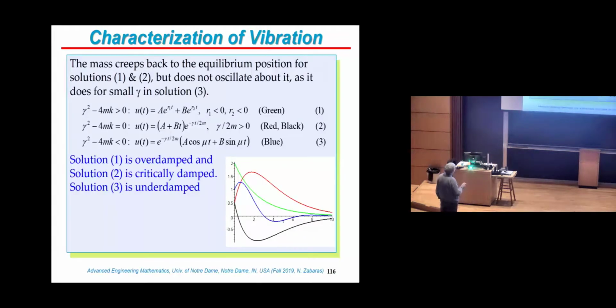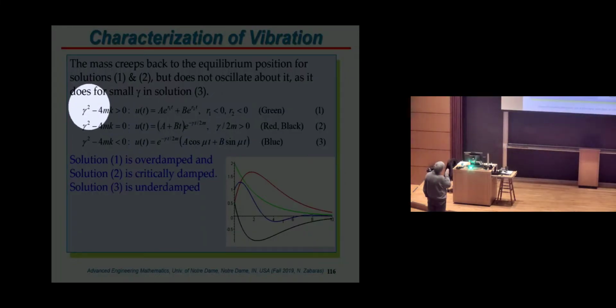I'm going to come back to this, right? So this is a good plot of the three solutions. When gamma squared minus 4mk is greater than 0, we have the situation of overdamping, okay? That's the curve that you see there. There is no oscillation, right?